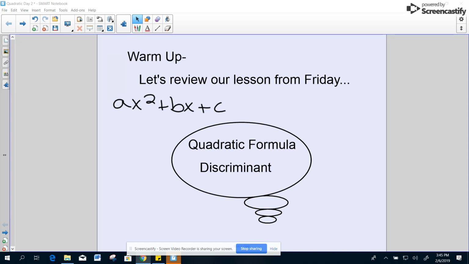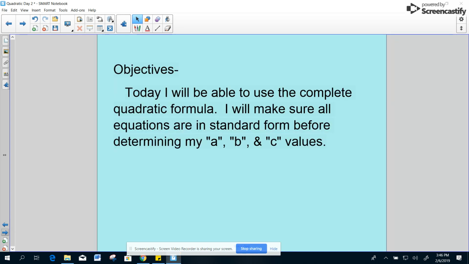Today, our goal with our objectives is to make sure that you can complete the quadratic formula. We only did a portion of it on Friday. We want to make sure that we can put things into standard form and determine A, B, and C values within our formula.